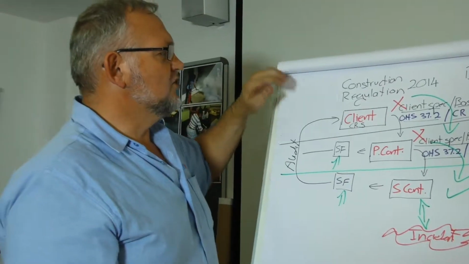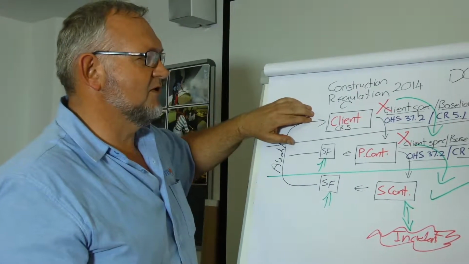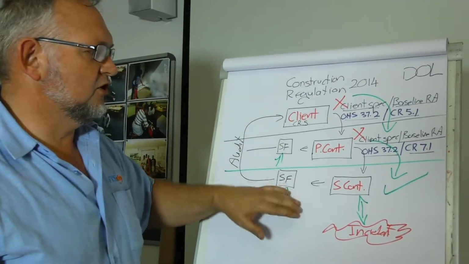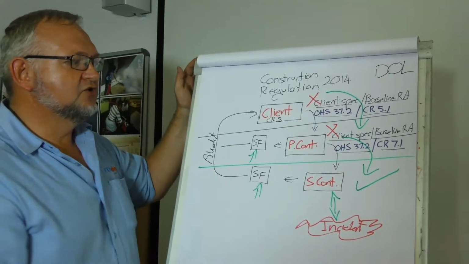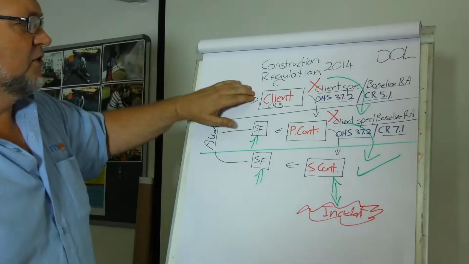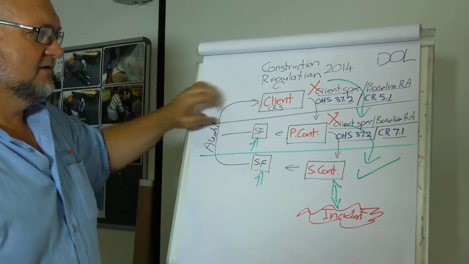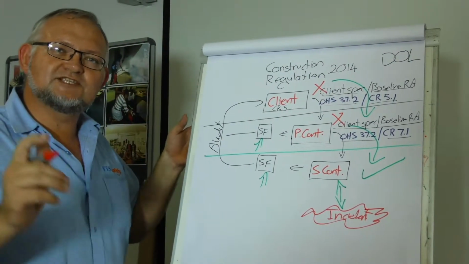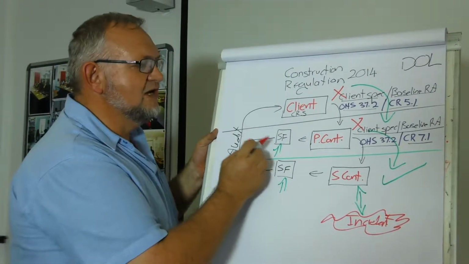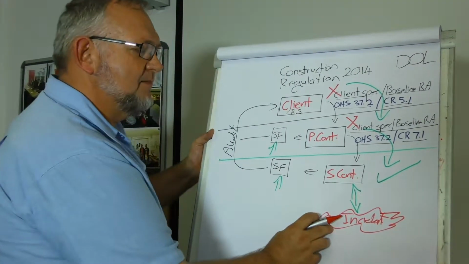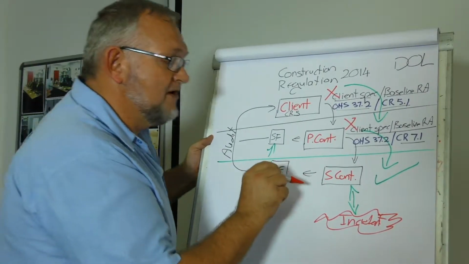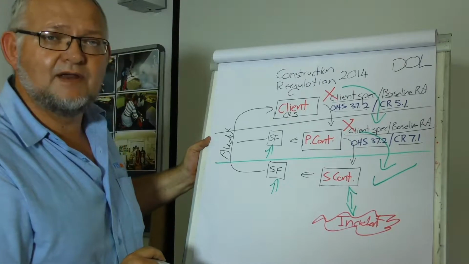So the client is ultimately responsible for health and safety, which appoints the principal contractor, and the principal contractor appoints the subcontractor to ensure that everybody is safe on site. Ultimately, the responsibility is the client's. So make sure that your safety file is of such a nature that it's not only protecting you legally when an incident happens, but your safety file is also of such nature that it will prevent that incident from happening in the first place.